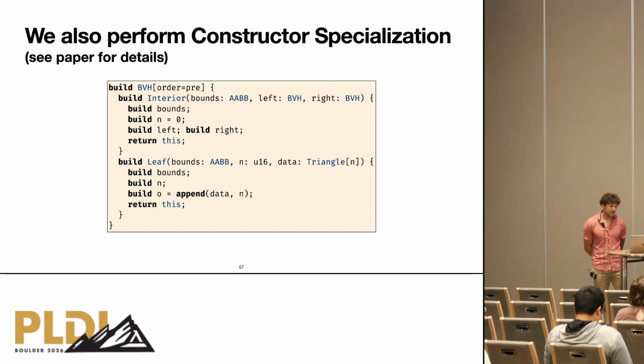Okay. Additionally, we also perform constructor specialization. I think the main takeaway here is that not all layout optimizations we want to do are invertible. We also need some way to specialize constructor code, which maps a BVH from a naive layout to the specialized layout. I think this is really interesting too, and you should see the paper for more details or come talk to me after this.